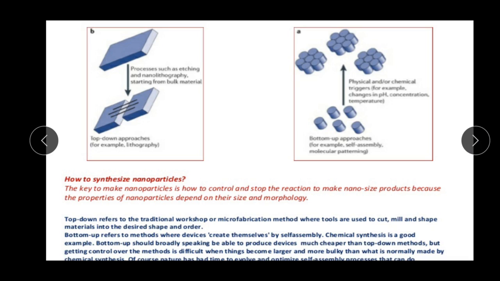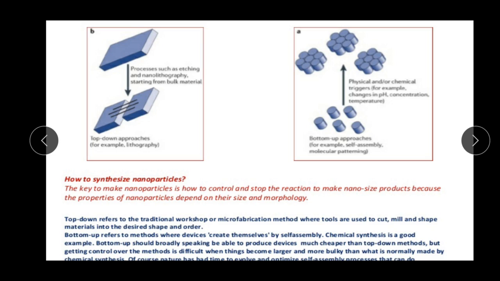So how do we synthesize nanoparticles, dear students? The key to making nanoparticles is how to control and stop the reaction to make a nano-sized product, because the properties of nanoparticles depend on their size and morphology. The top down approach refers to the traditional workshop or micro fabrication method, where tools are used to cut, mill and shape the materials into the desired shape and order. But bottom up refers to methods where the devices create themselves by self assembly.